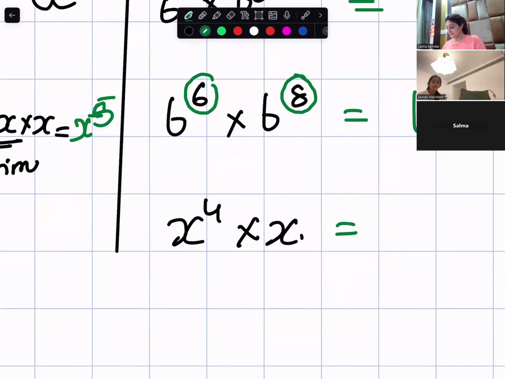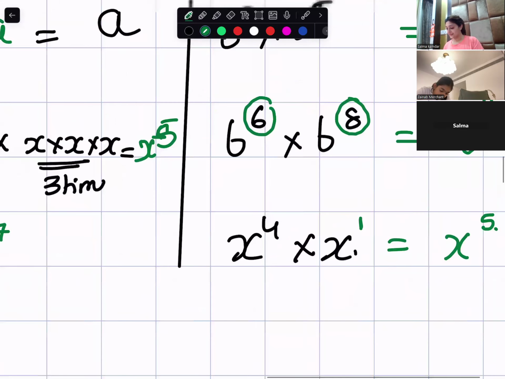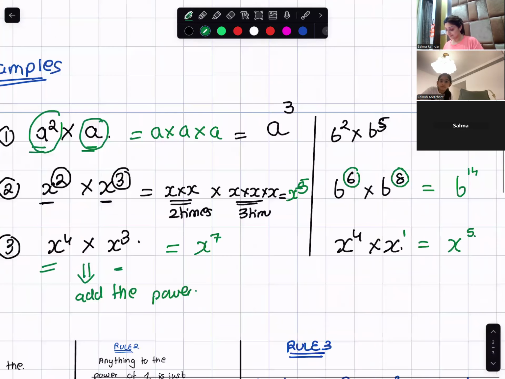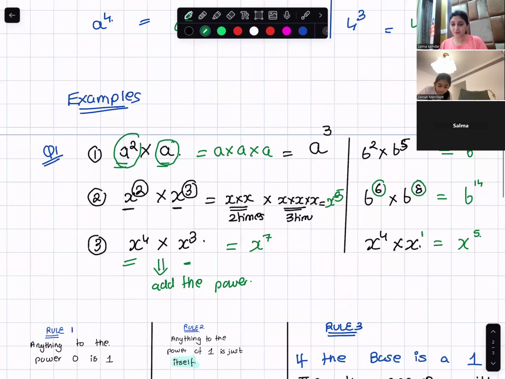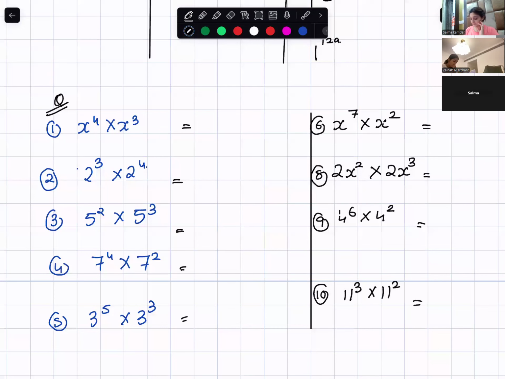Next one. X to the power of 4. Yeah, 5. Don't forget that one over there. Okay, I'll give you some more examples. And this will become what? X to the power of 7.